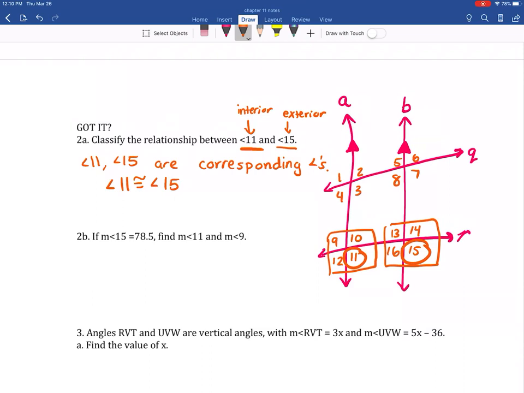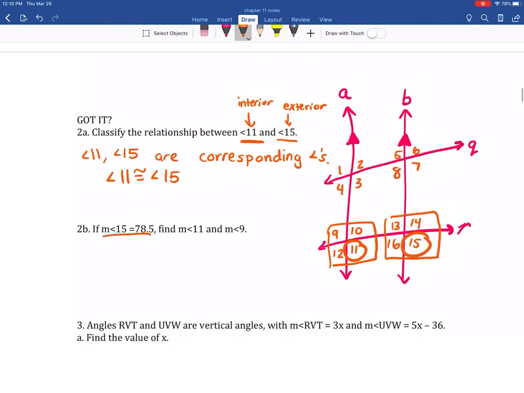All right, so the second part goes one step further. Angle 15 is 78.5. It wants me to find angle 11 and angle 9. Well, if I look at 15 and 11, I just related those two together. I said that they were congruent. And another word for congruent meant that they are equal. So, if 15 is 78.5, that means 11 is 78.5. Now we've got to relate this 9 somehow.